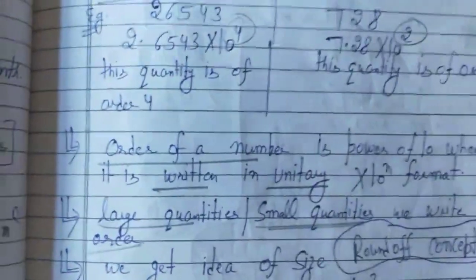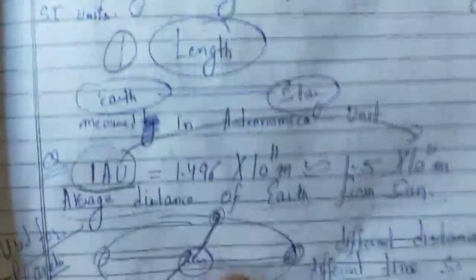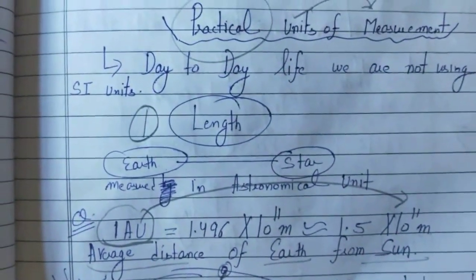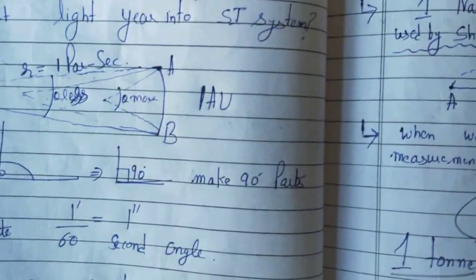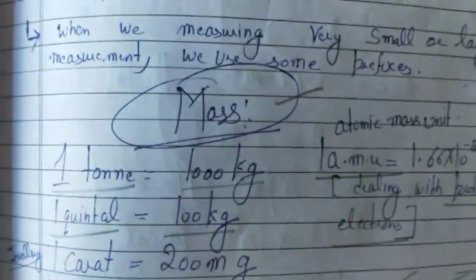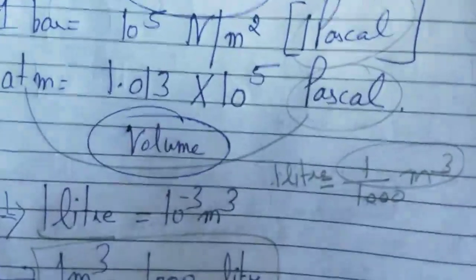So this is all for today. Now you will get your homework. Write down the first question: write the practical units of measurement of length. This is the A part of the first question. Second, mass: the same question, write about mass. Third is time, fourth is area, fifth is pressure, sixth is volume, seventh is angle.